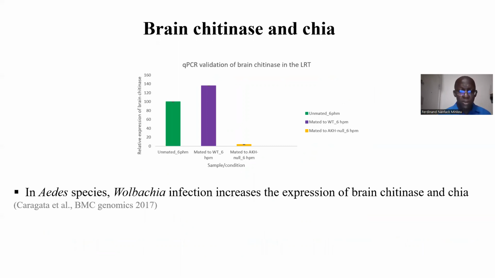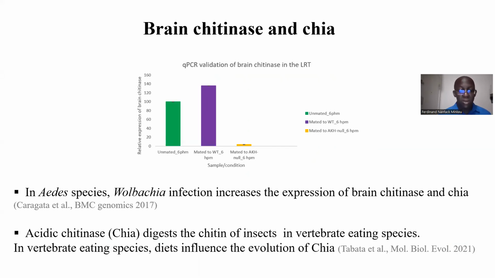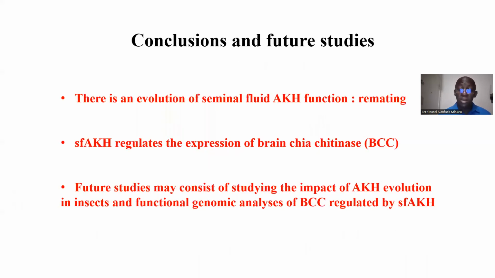We know that in Aedes aegypti, Wolbachia infection increases the expression of the brain chitinase. You know that in vertebrates, chitinase digests the chitin of insects, and then the evolution depends on food. So I hope that at the end of this presentation, I showed that there is an evolution of seminal fluid AKH, for example in remating. I showed that the seminal fluid AKH regulates the expression of the brain chitinase.